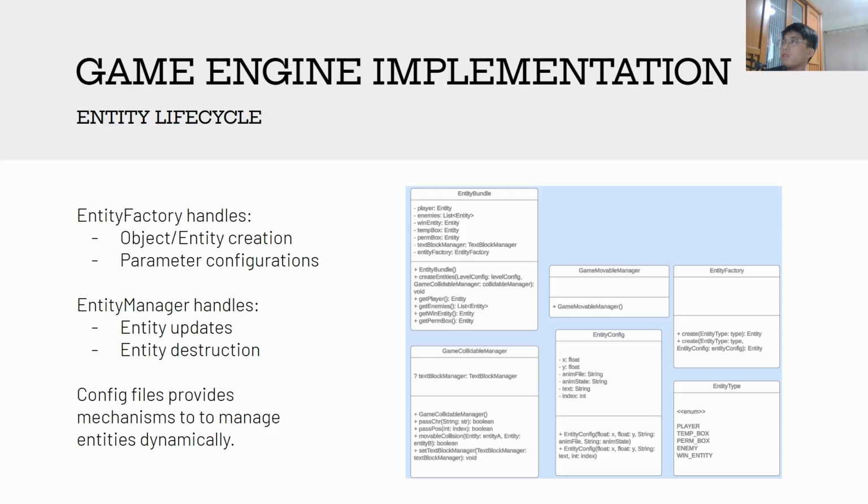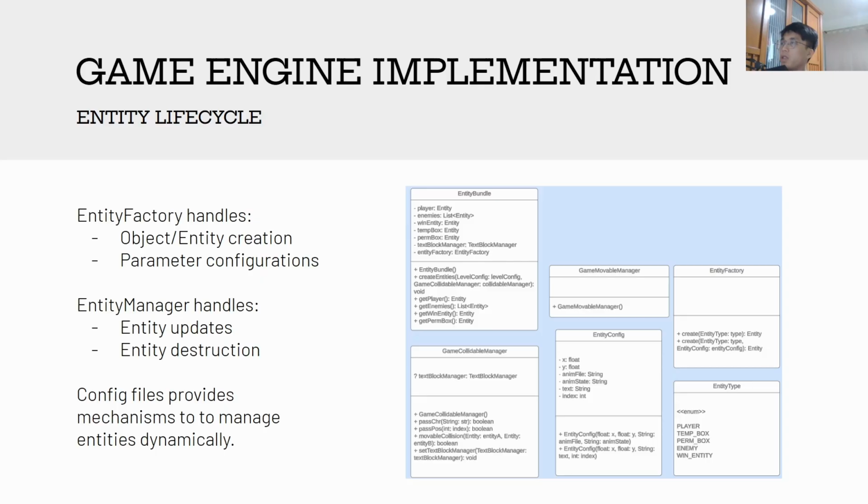Entity lifecycle consists of three primary stages: initialization, active state, and destruction. During initialization, the entity factory plays a crucial role in object creation, using configuration parameters to instantiate entities with specific properties such as position, size, animation, etc. The initialization process involves assigning the entity to appropriate managers like the Collidable Manager and Movable Manager, which track and update the entity's behavior.